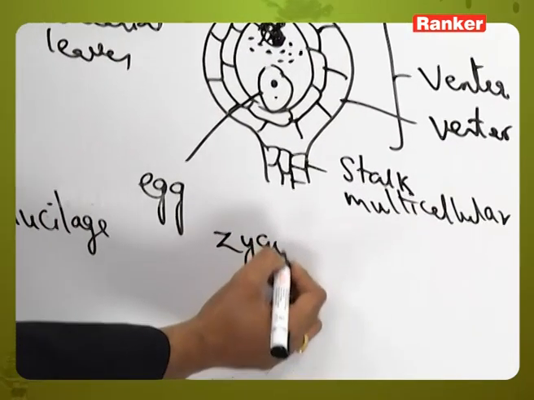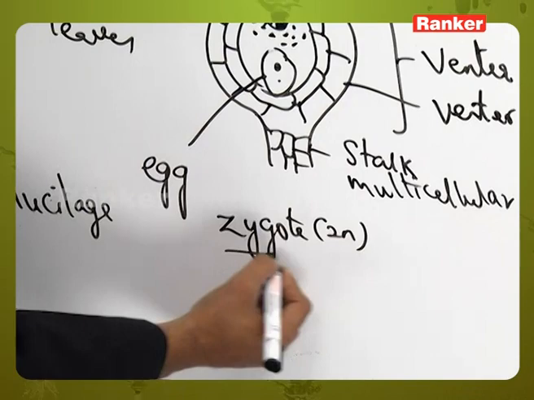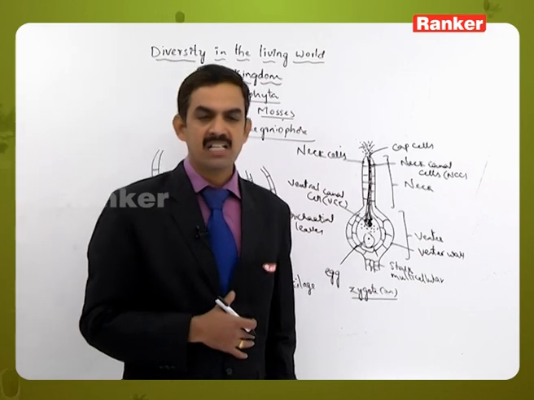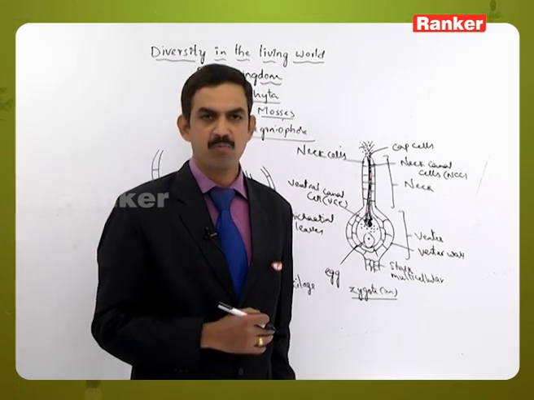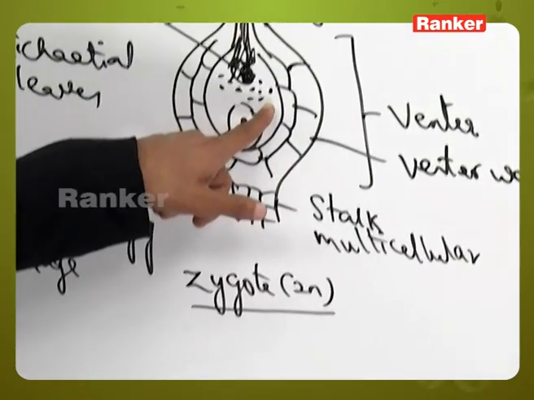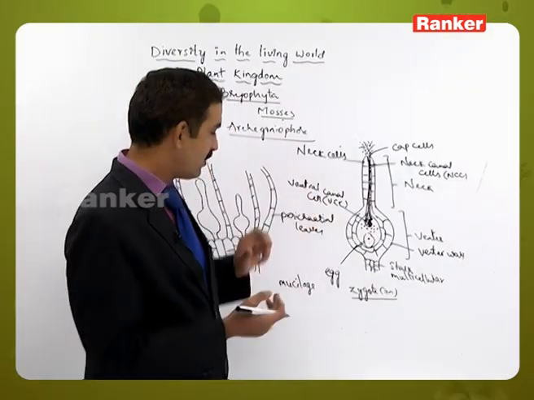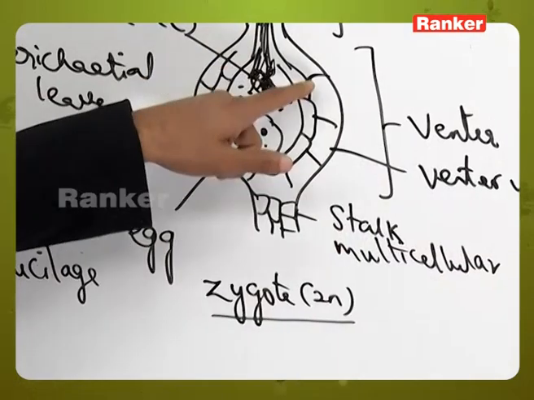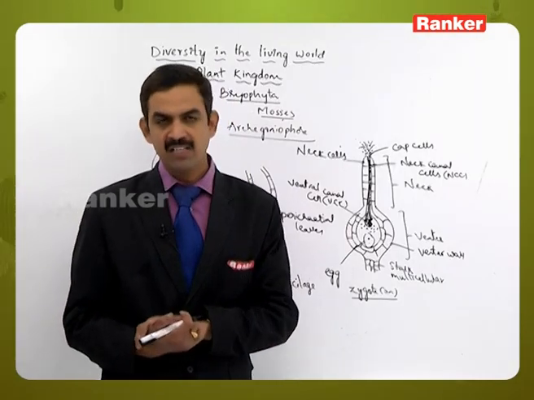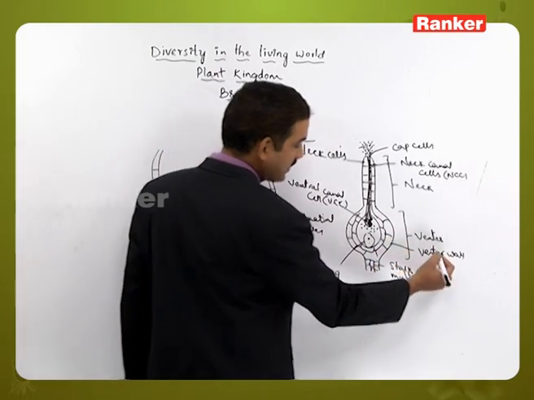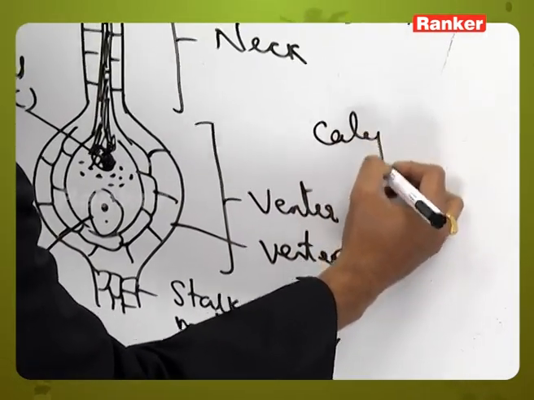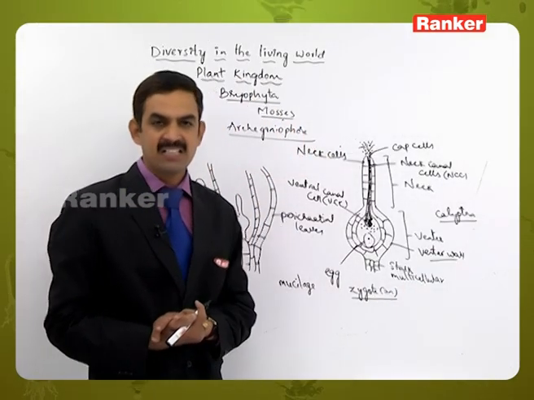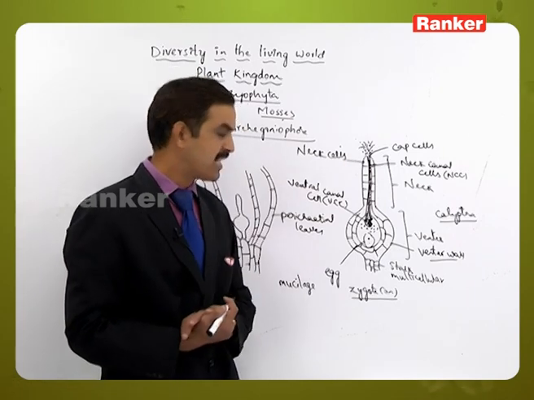the venter of the archegonium, which is diploid in condition, and this zygote will gradually undergo mitosis to produce a multicellular and diploid structure called the embryo. Embryo formation will also occur in the venter only, and the development of the embryo will also occur in the venter. In the meantime, the venter wall will also grow and develop along with the embryo, and that protective sheet formed from the venter wall is called the calyptra. Initially, the calyptra acts as a protective covering of the young sporophyte which is developing inside the archegonium.